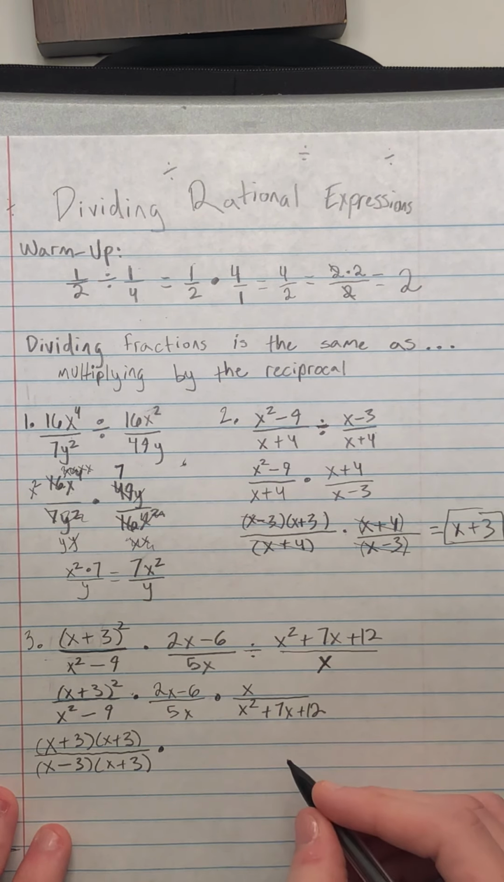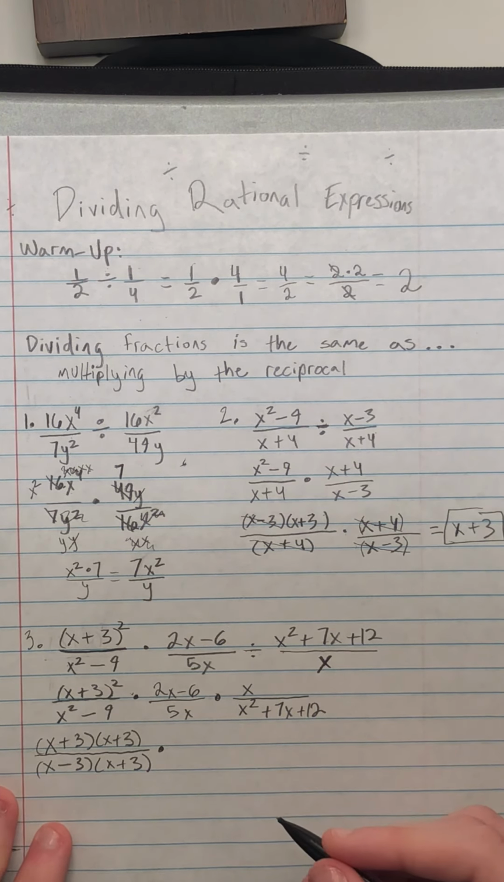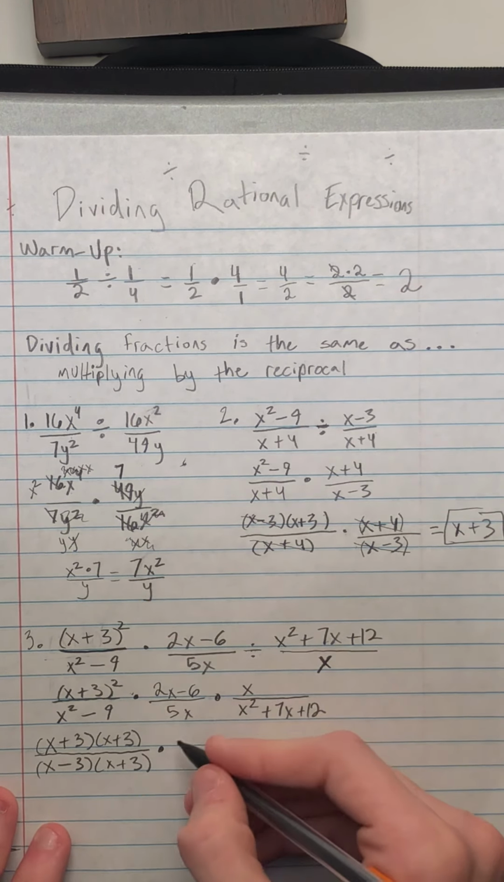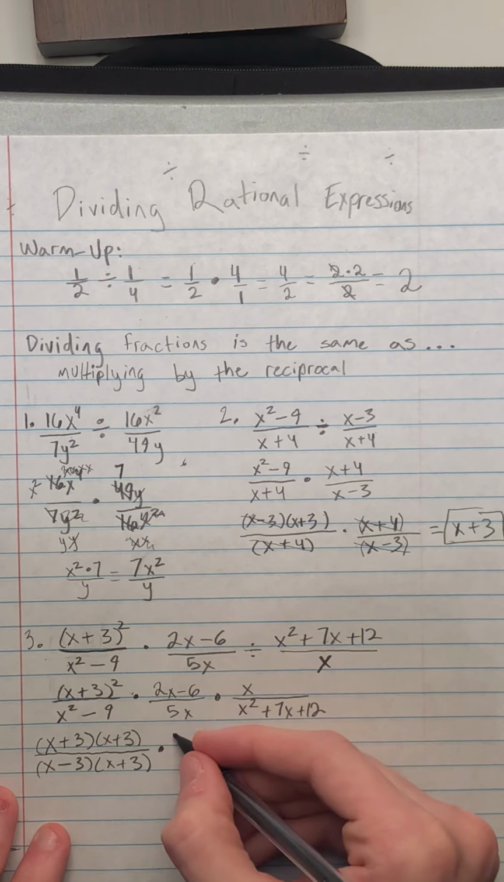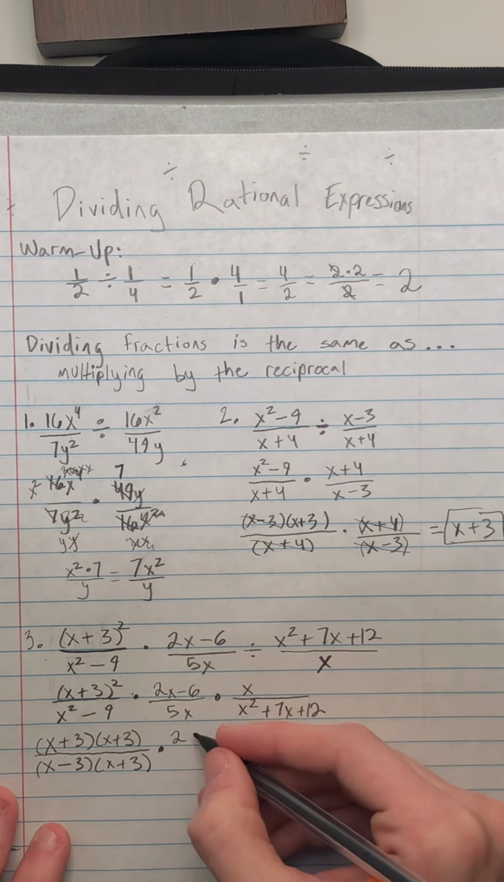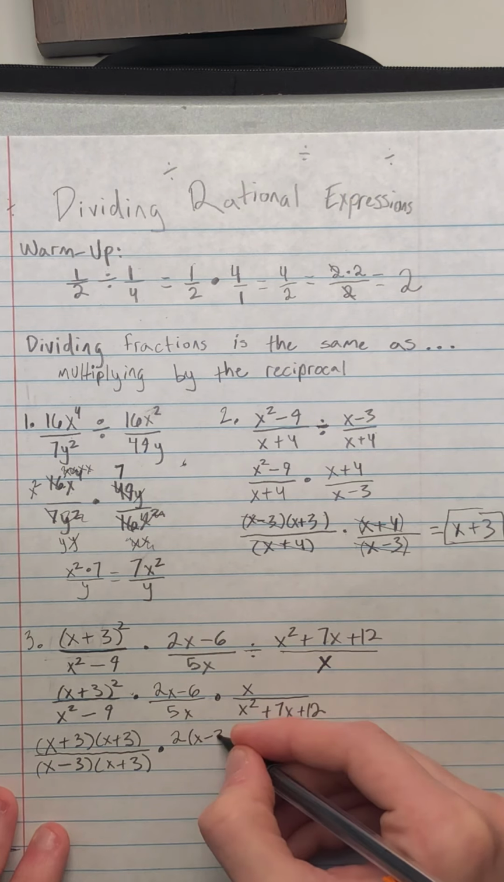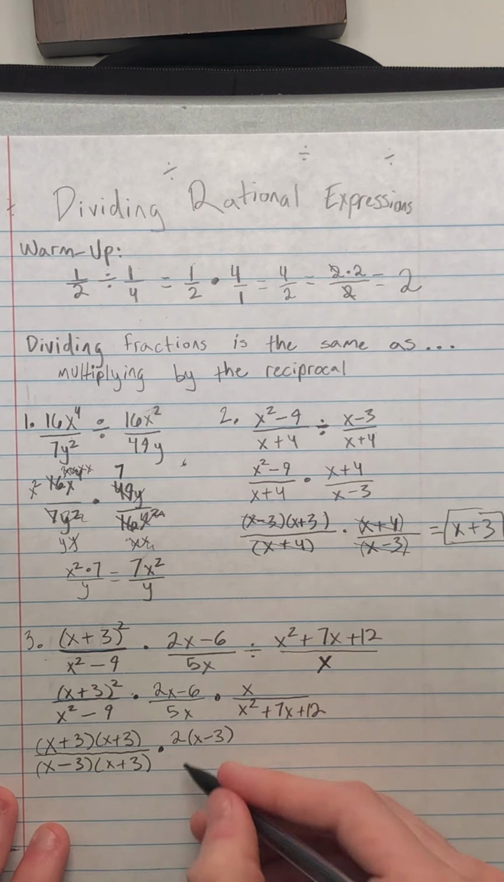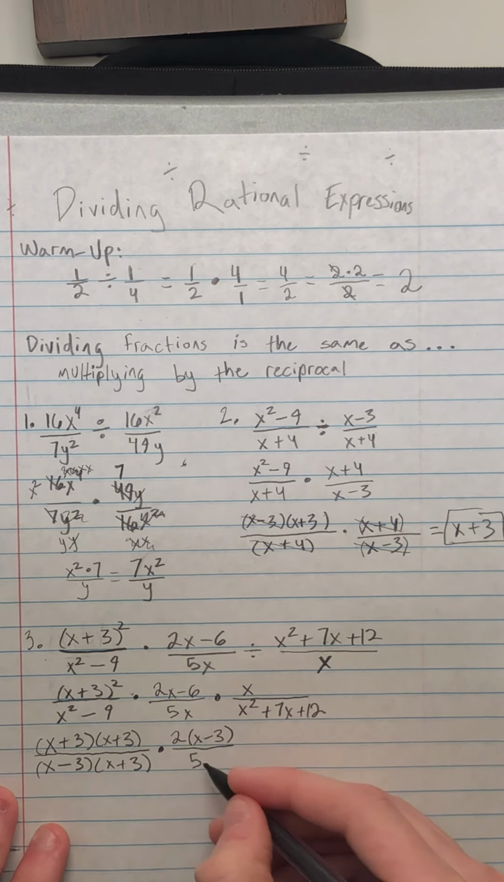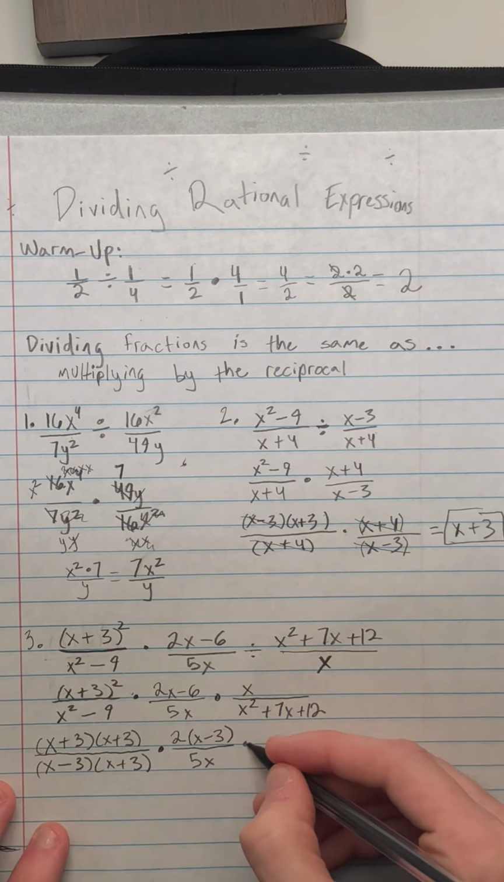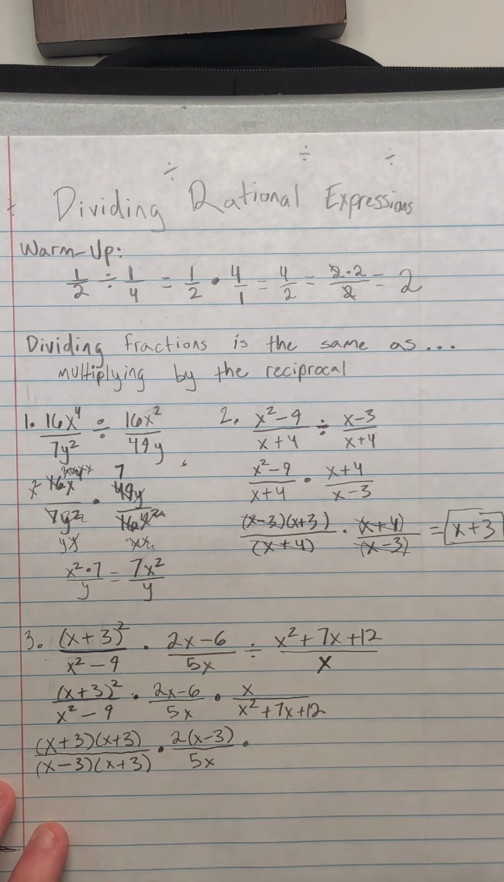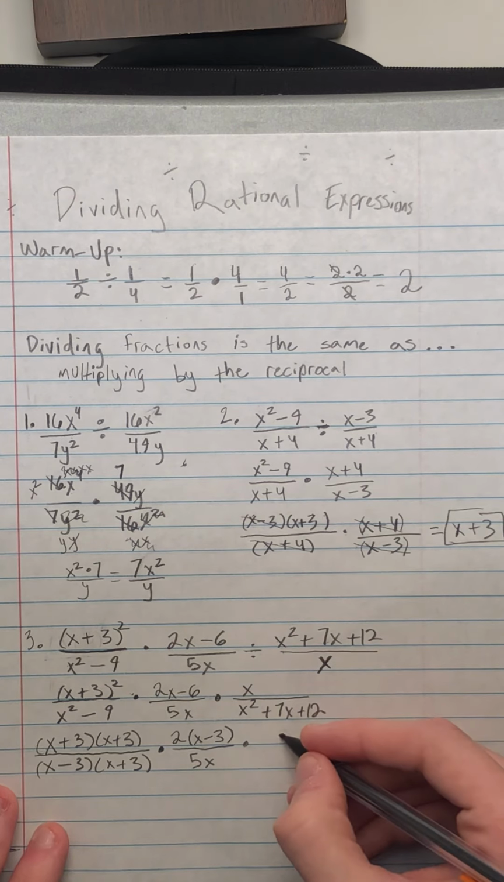2x minus 6. Is there maybe a GCF? Oh, well, yeah. 2 goes into 6 and 2. So I can pull out a 2. So I have 2 times x minus 3 over 5x. And 5x, I can't really do anything with it.